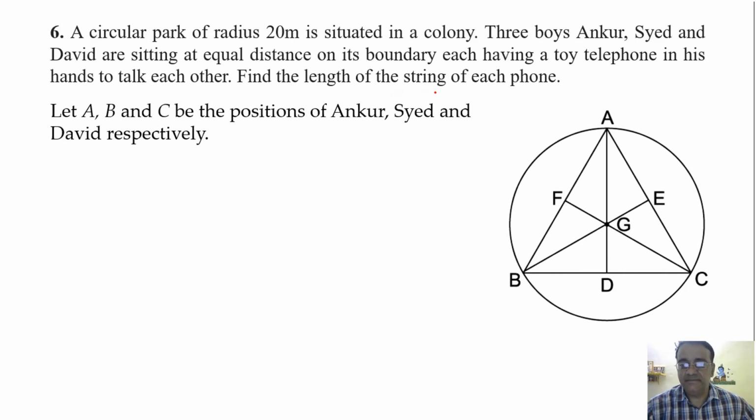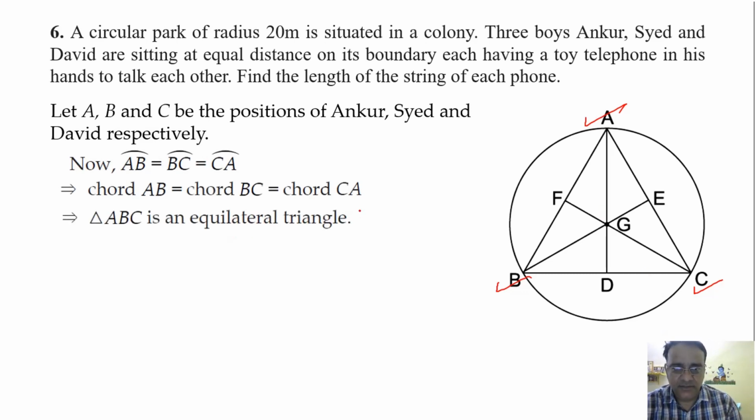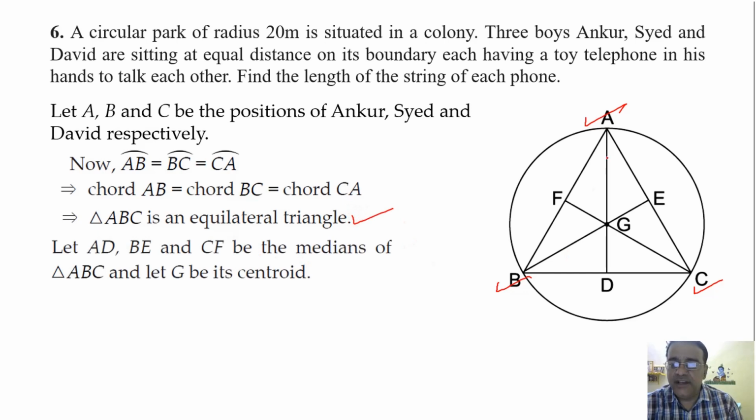So this is the diagram. Let A, B, C are the position of 3 friends, Ankur, Said and David, and their distances are equal. That means AB is equals to BC is equals to AC. So which type of triangle is ABC? Equilateral triangle, because all 3 sides are equal, right? हाँ यहाँ तक आ गए हम लोग. नाउ AD, BE and CF आर द मीडियंस.